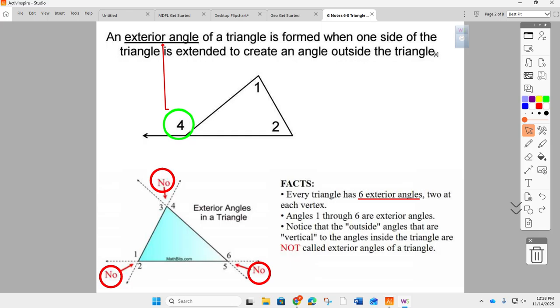angle outside the triangle. So for example, this is a triangle. This side, they extended past that side. Angle 4 is an exterior angle.